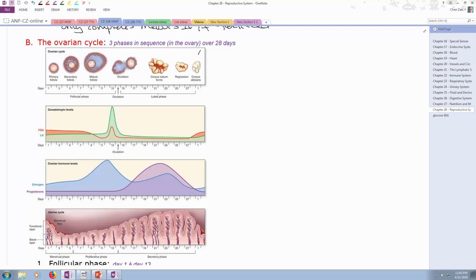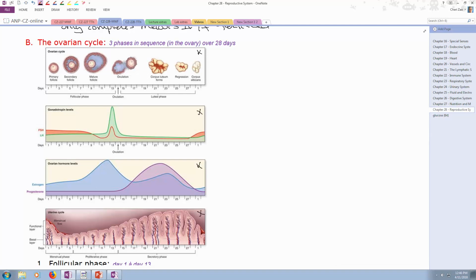Okay, so this here is showing us the ovarian cycle, showing us what's happening inside the ovary here. It's showing us what's happening hormonally here with FSH and LH, which are anterior pituitary hormones. It's showing us what's happening hormonally in the bloodstream, that's because of the ovary producing estrogen and progesterone, and it's showing us also what's happening inside the uterus with the endometrial lining.